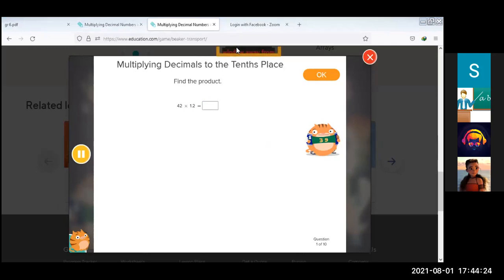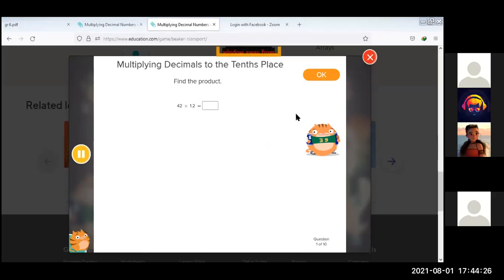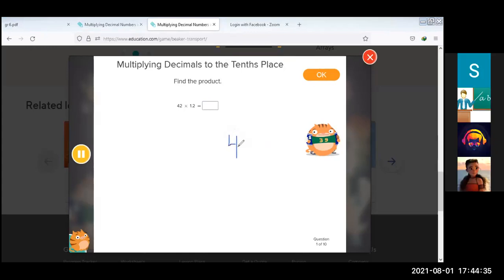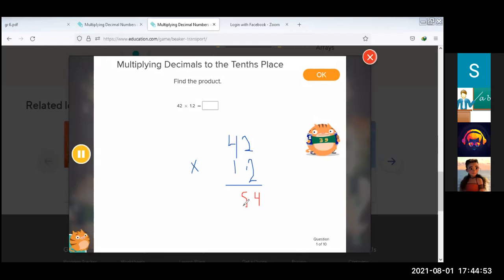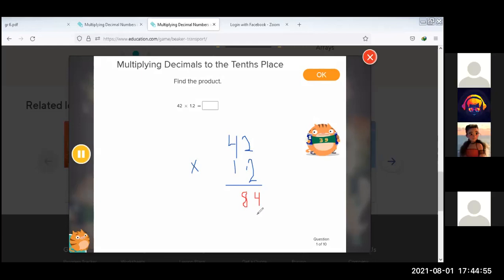Let's see another girl. Lujain. Yes, teacher. Yes, dear. Let's make this one. Are you ready? We have 42 times 1.2. 2 times 2 is 4. 4 times 2 is 8. Under the 4, put 0. Excellent.